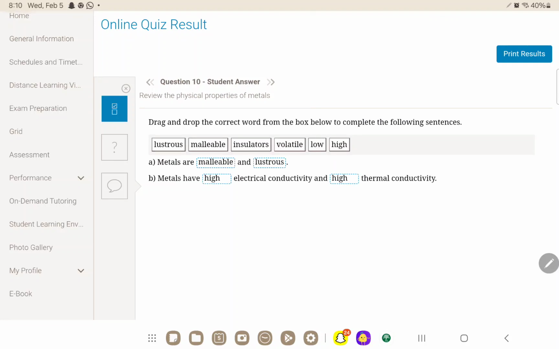Now, metals are malleable and lustrous. You have to memorize this. They have high electric conductivity and high thermal conductivity. Also, memorize this. These are some properties of metals.